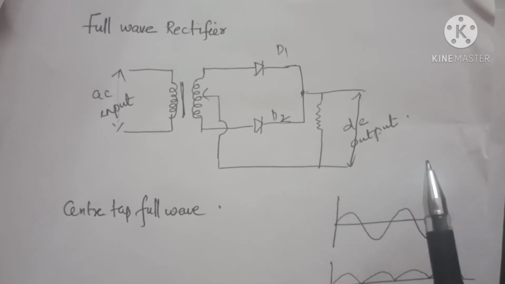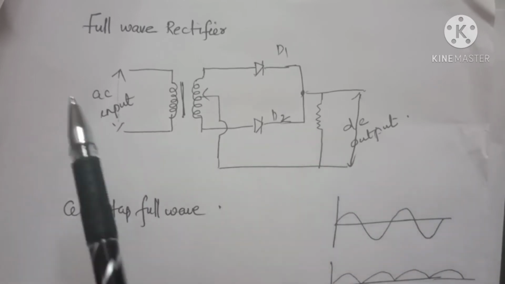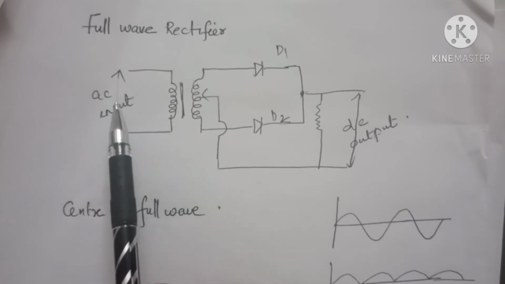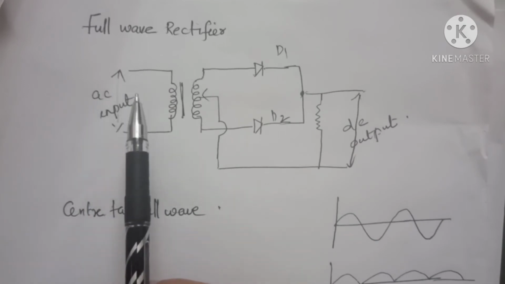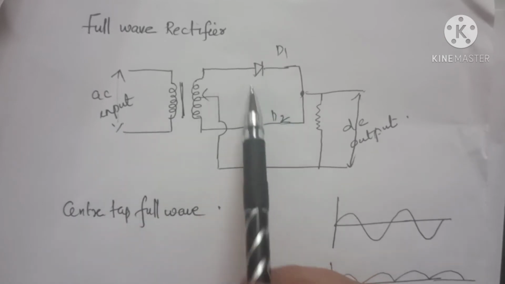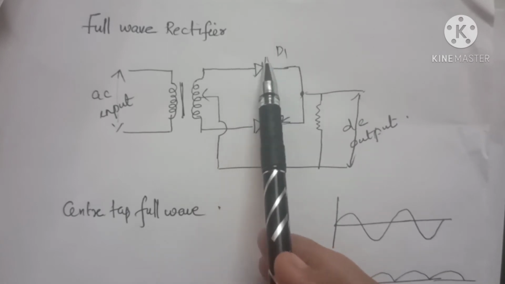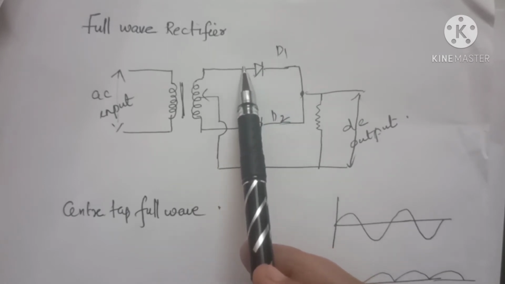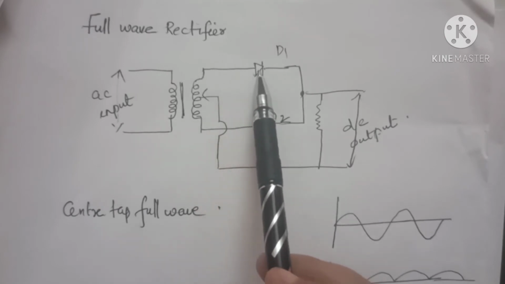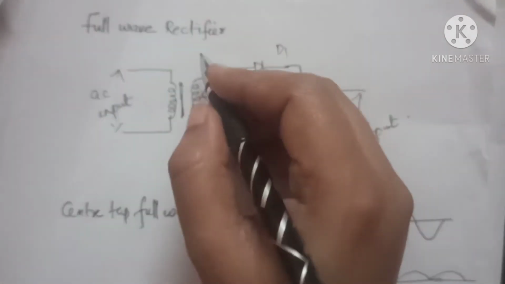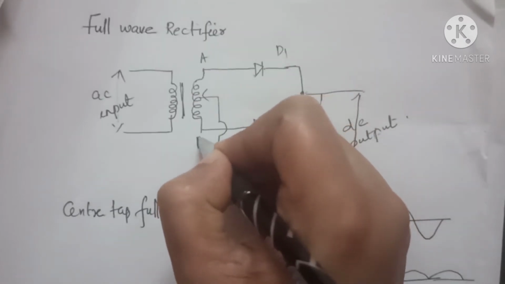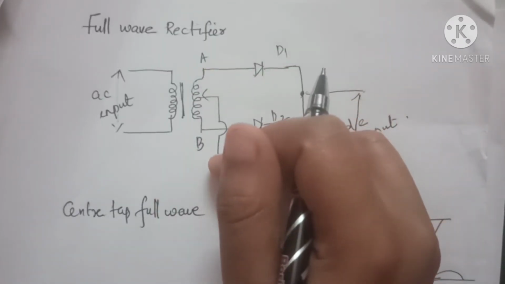So what we are doing here: the AC which is to be rectified is fed across the primary coil of the transformer. There are two P regions, the positive regions of the diodes, and they are connected to the ends of the secondary, A and B, the ends A and B.